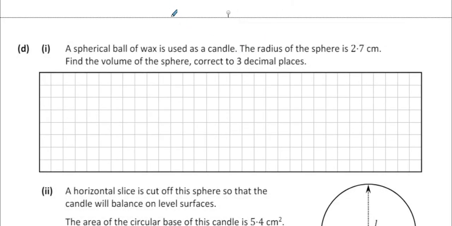Now, the spherical ball of wax is used as a candle. The radius of the sphere is 2.7 centimeters. Find the volume of the sphere. Even if you got nothing else right here, you can get this right. Just a formula.